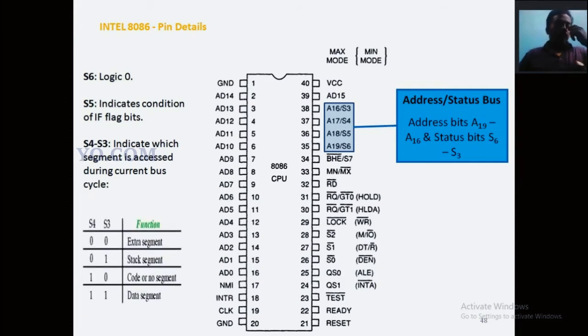The function of S4 and S3: if S4 and S3 is 00, that is considered the extra segment. 01 means the stack segment. 10 means the code segment. 11 means the data segment. So S4 and S3 indicate which segment is accessed during the current bus cycle. So that is the status of the microprocessor.